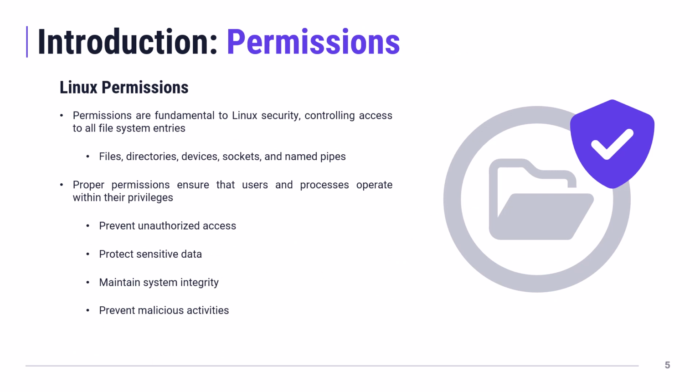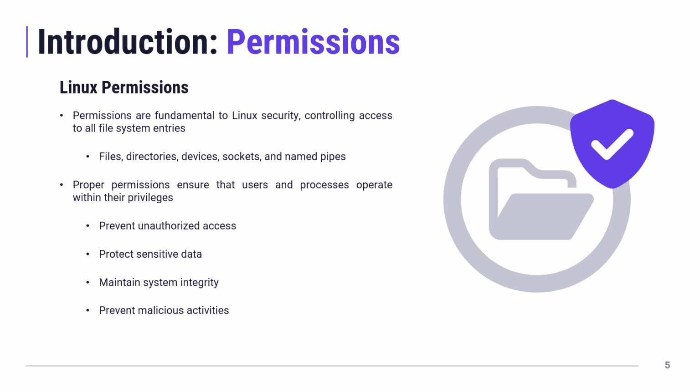Okay, so permissions are sort of the fundamental building block of Linux security. They control access to every file system entity. Every entry in the file system has what we call a mode. It has a set of permissions that control access to it, whether it's a file, a directory, a link, whatever. They all have a mode.